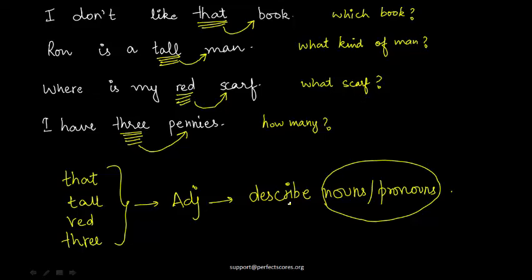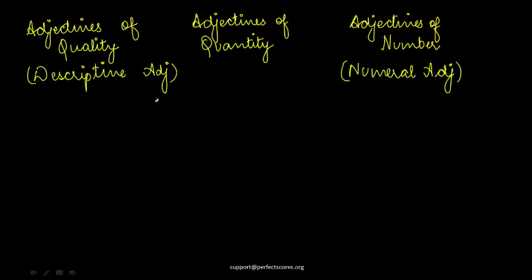So these are the 3 main kinds of adjectives that you may encounter. Adjectives of quality, also known as descriptive adjectives, adjectives of quantity, and then adjectives of number or numeral adjectives. So let's study them one by one. Adjectives of quality, as the name suggests, show the quality or the kind of a person or a thing.